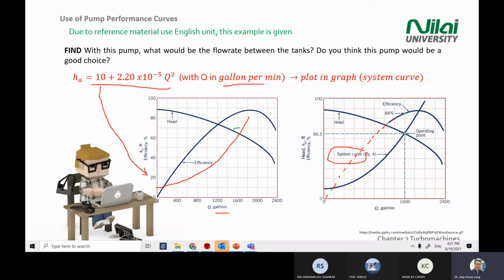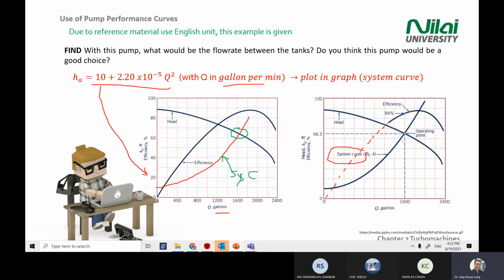This one, you'll get an intersection of system curve between system curve. This is your system curve that you derive from the energy equation. This is the system curve, right? So there's an intersection with your head. This line is from the manufacturer.